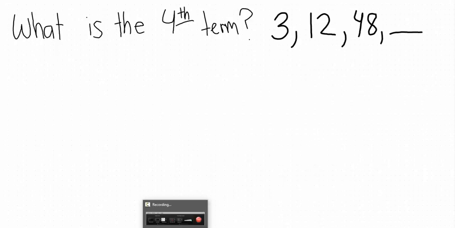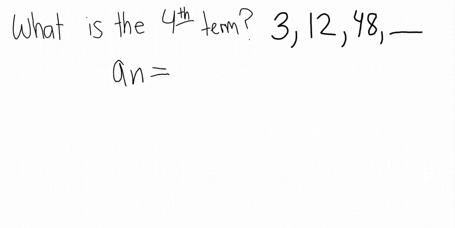So we're going to use the geometric sequence formula to find the fourth term, which is the missing term. It is going to equal the starting term, which is 3, times the common difference, which is 4, to the power of the number of terms, which is 4, minus 1.